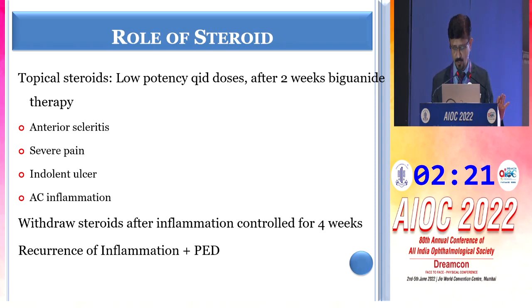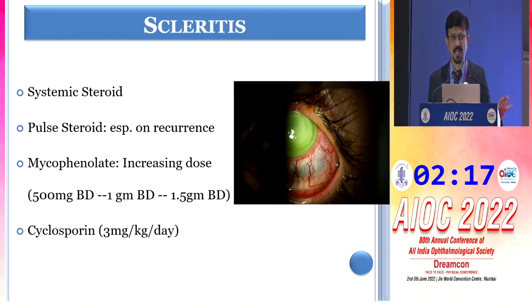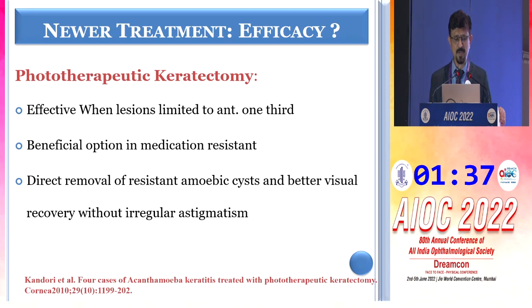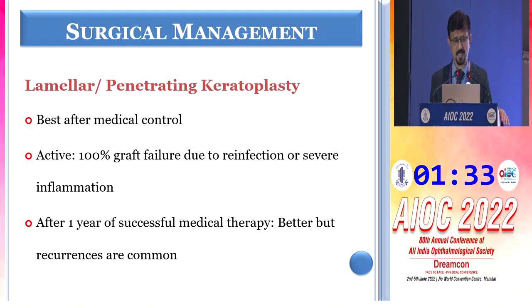As far as steroid is concerned, it is not routinely given, but if there is scleritis, in that case, we can give steroid under cover of biguanides. And sometimes the scleritis doesn't respond, so you have to give a long-term mycophenolate, which can be started at 500 milligrams twice a day, increased to 1.5 grams with time, and then later on, you can stop it. Supportive therapy, as we all know, is very essential because these patients have a lot of pain, and many times the NSAIDs don't help. You have to resort to opioid drugs, and sometimes these patients do require lignocaine or amitriptyline patch as well. In a couple of patients, I've used them, and the patients have really benefited and had reduction in pain. CXL and PTK, there are a couple of just reports, not yet established in this.